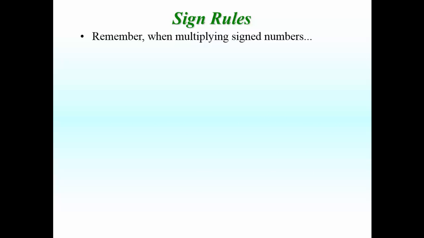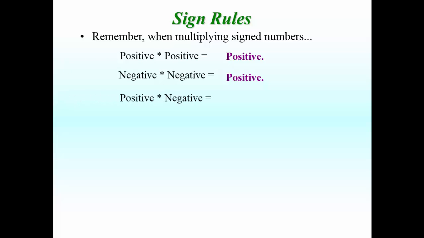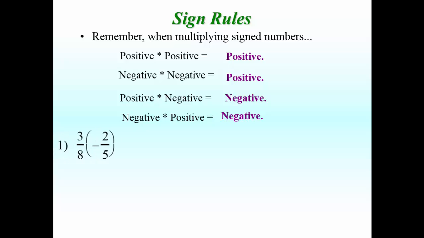Now we have to remember our rules for multiplying signed numbers. Positive times a positive is a positive. Negative times a negative is a positive. Positive times a negative is a negative. And a negative times a positive is a negative. Keep in mind, when the signs are the same, your answer will be positive when multiplying. When the signs are different, your answer will be negative when multiplying.